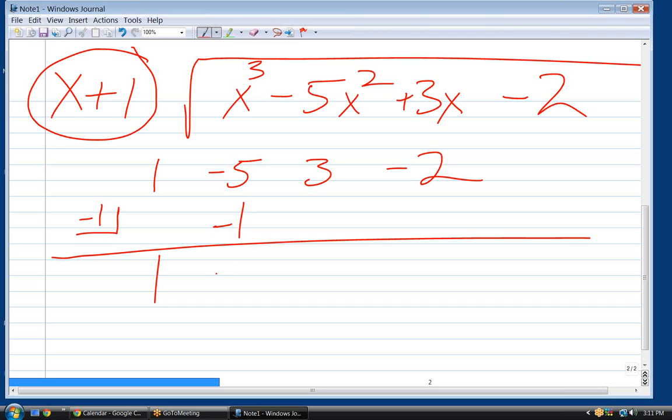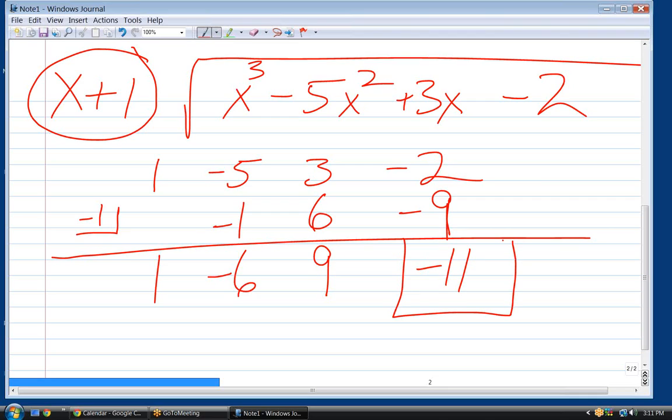Add -5 to -1, you get -6. Multiply -1 times -6, I get 6. Add 3 to 6, I get 9. Multiply -1 by 9, I get -9. Add those two numbers, I get -11.